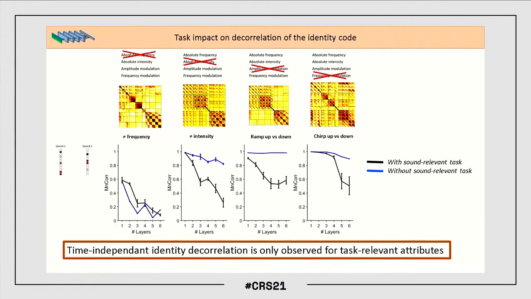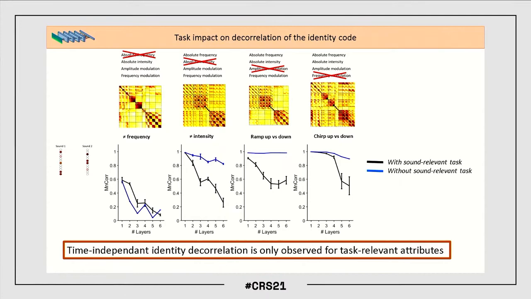And we can repeat this for the 4 different properties we trained our network on. Now, frequency is a little bit special because it's built into the input dimension, but for the 3 other tasks, we systematically see in black that if the network is trained to disambiguate 2 sound attributes, we see decorrelation, but in blue we do not see it if the network was not trained on this sound. So this really reinforces our hypothesis of a link between time-independent coding and categorization.